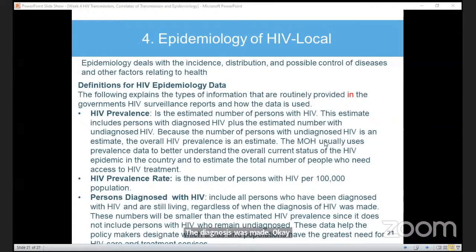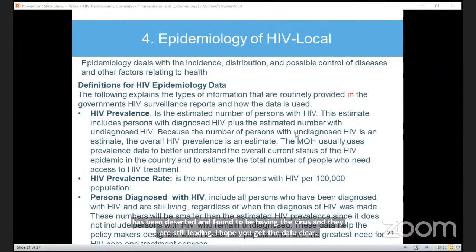Okay? They are still living, diagnosed and still living. So this number is different from the prevalence. Remember, the prevalence is an estimate, but this number is the actual number that has been tested and found to have the virus, and they are still living. I hope you get the data clear. I hope you get the understanding of that clear.